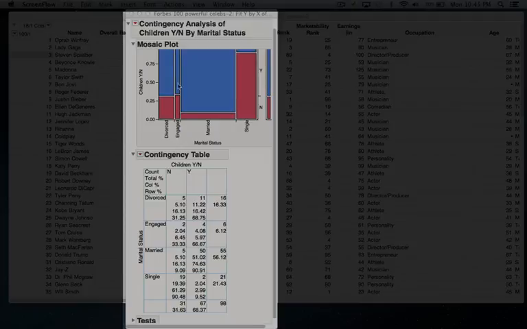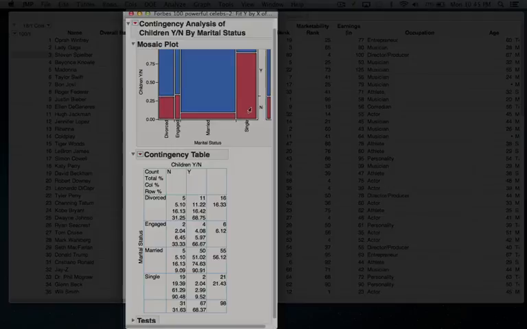5 celebrities were married without children. This rectangular box right here. And 50 were married with children. So that's this large blue area right here. 19 celebrities were single with no children. So this red area right here takes up most of the single category. And only 2 celebrities were single with children. So that's this small area up here.